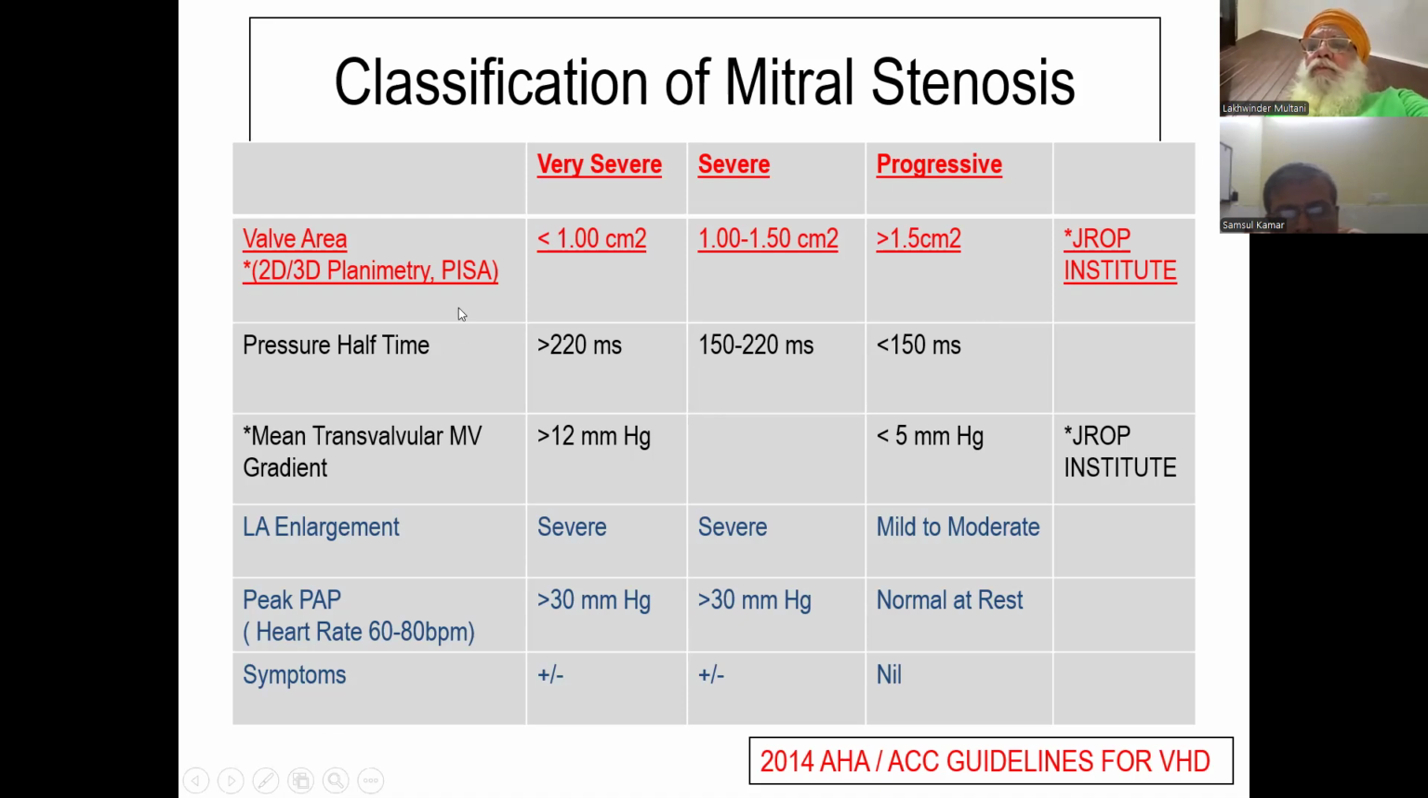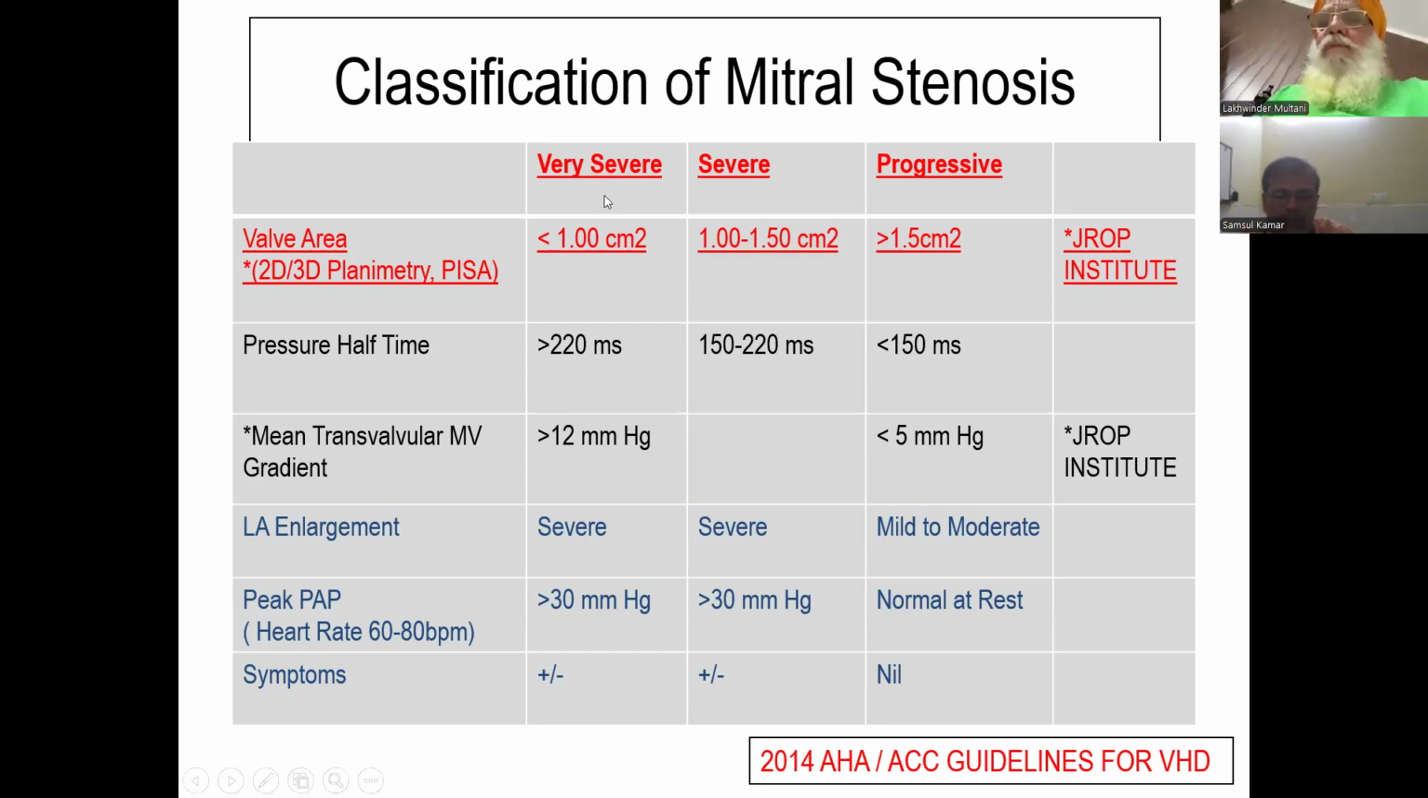The issue is, what is the distinction between very severe and severe? If you look very carefully, here is less than 1 centimeter, here is 1 to 1.5 centimeter. And many people, if they do not understand this particular language of the AHA ACC 2014 guidelines, always question why you call this very severe when it's severe. Prior to 2014, we always used to call them severe. Now we call them very severe.